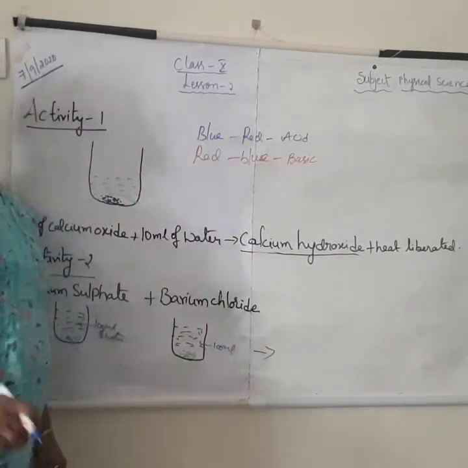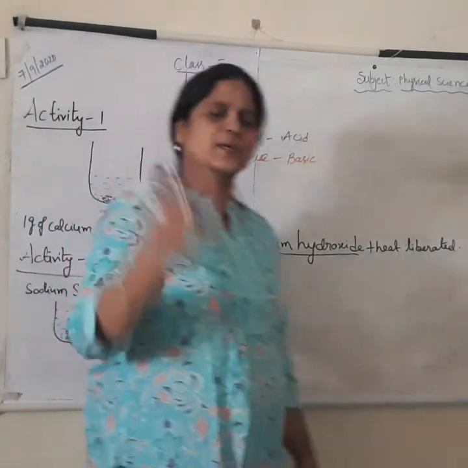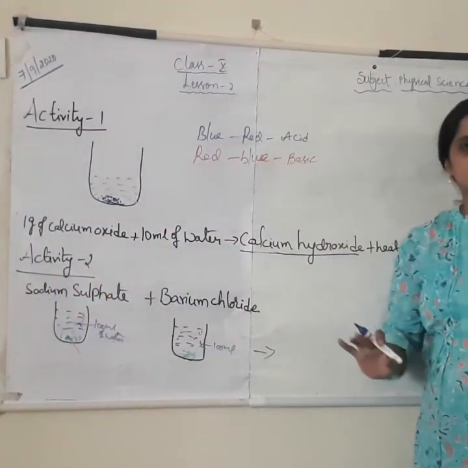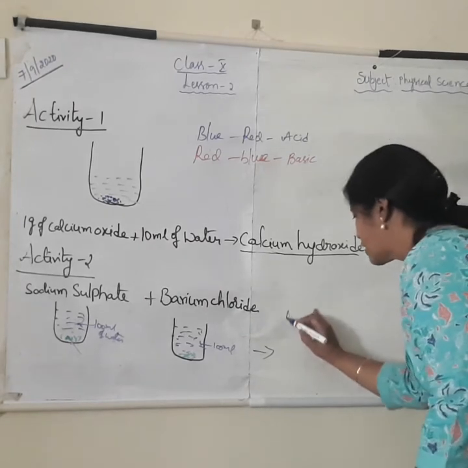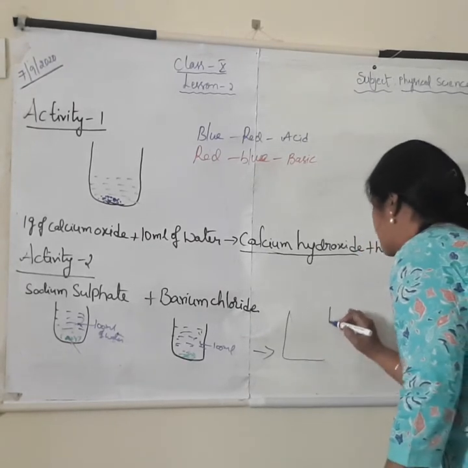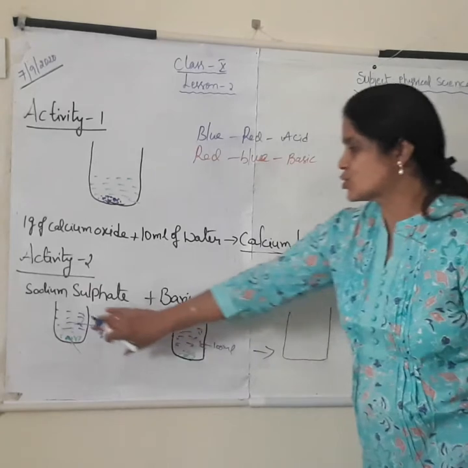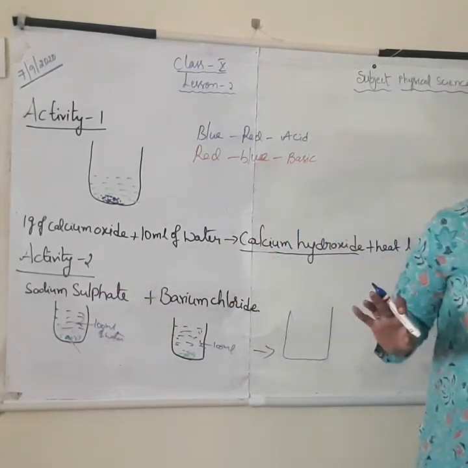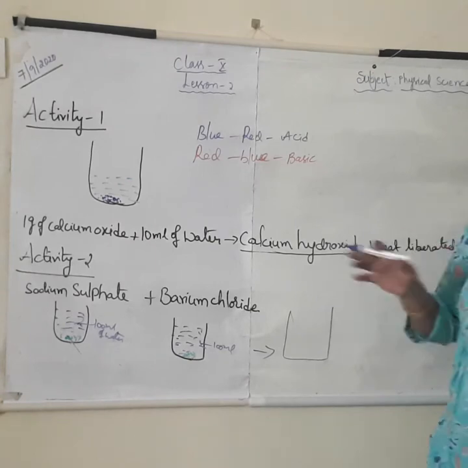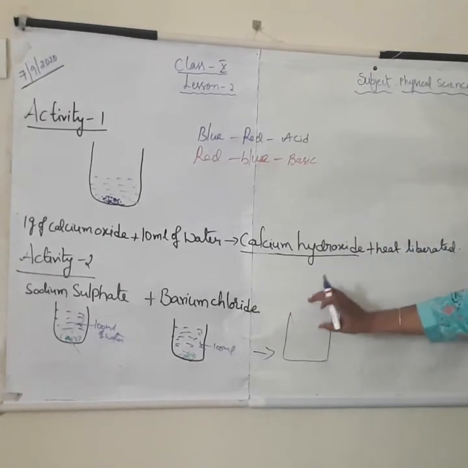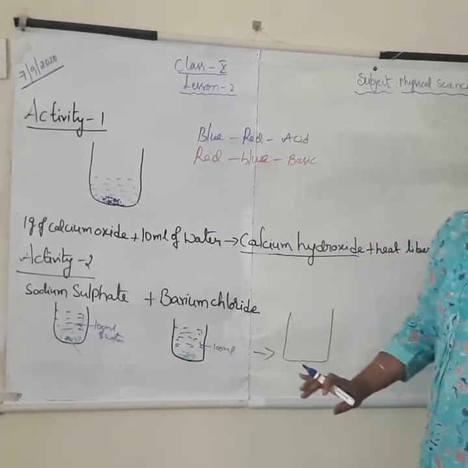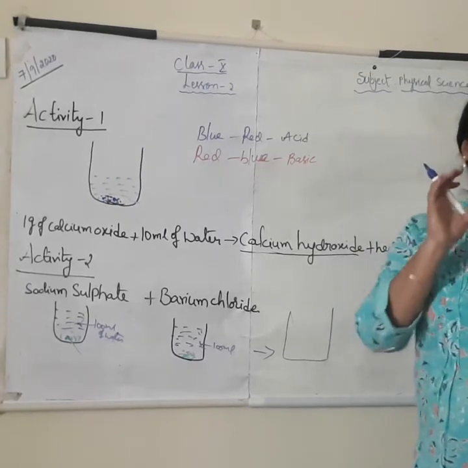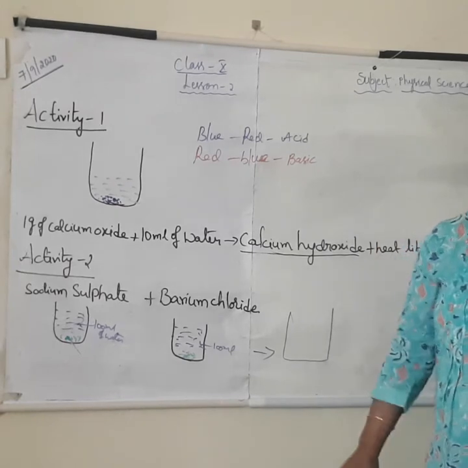When you mix it, you are getting new substances. In chemical changes, always new substances are formed. When you observe, the sodium sulfate is a colorless solution, barium chloride is a colorless solution. You cannot find any color. But when you mix these 2 solutions, you will get a white color precipitate formed.